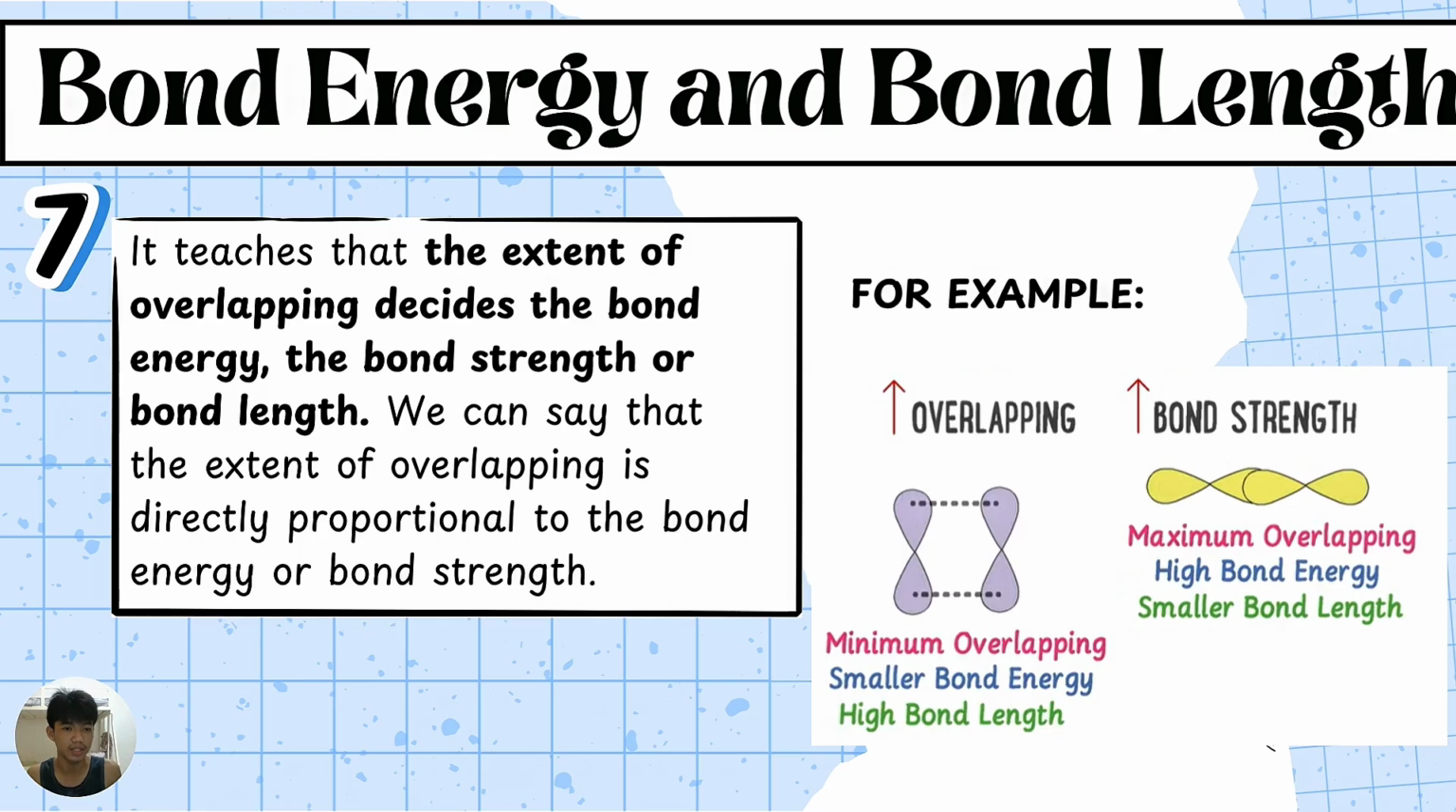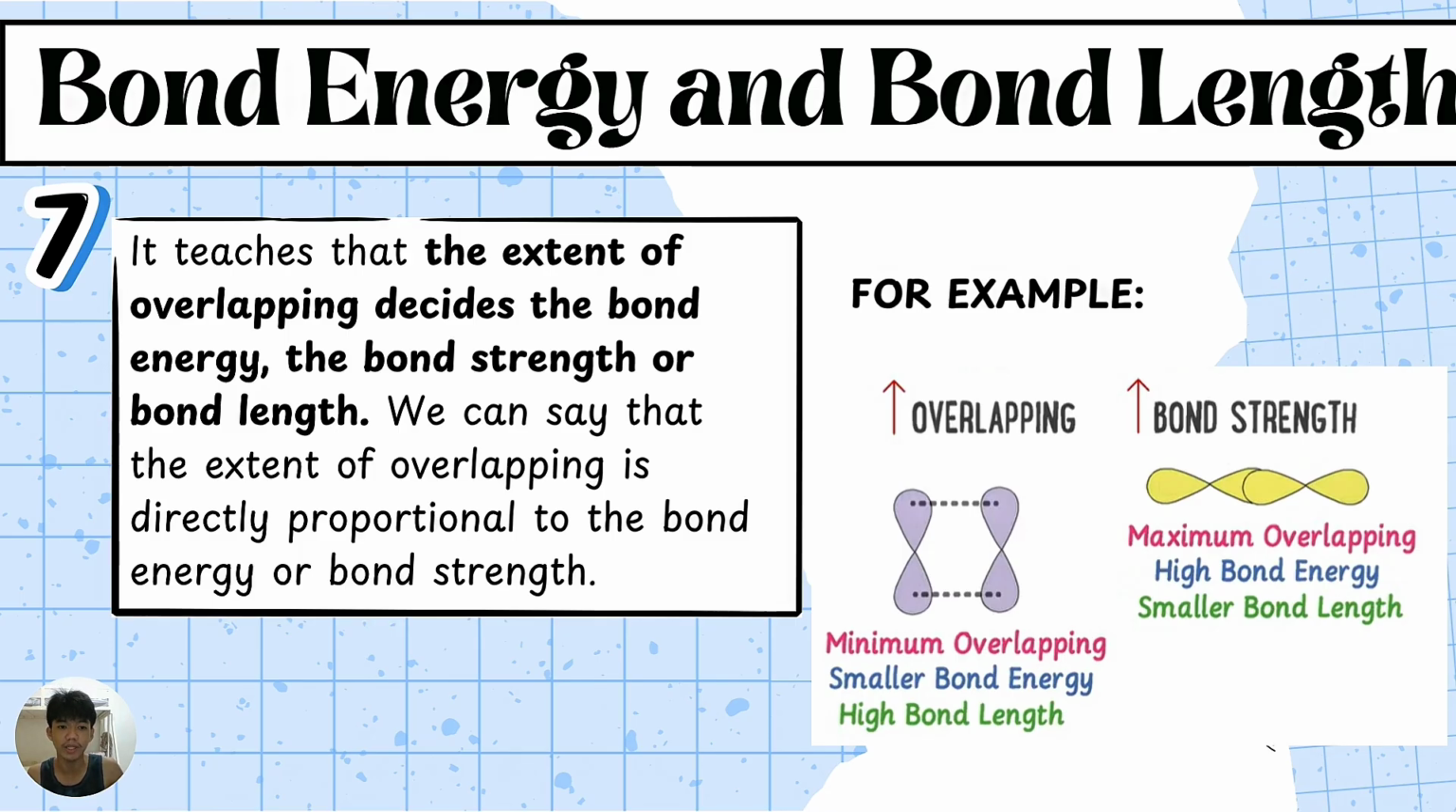So that's it. Here's an example. This one here, the purple dumbbells are bonded side to side. They have minimum overlapping, which means that they have smaller bond energy, but they have high bond length. I stated earlier that the extent of overlapping is directly proportional to the bond energy or bond strength. But what about the bond length? Well, that's already given.